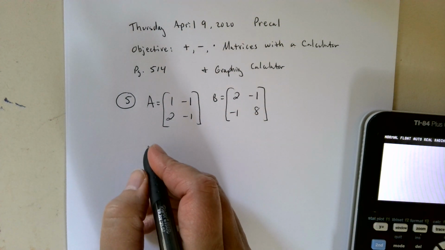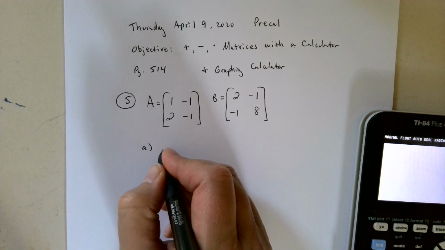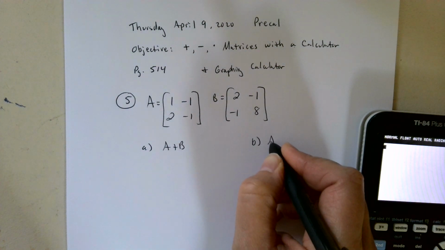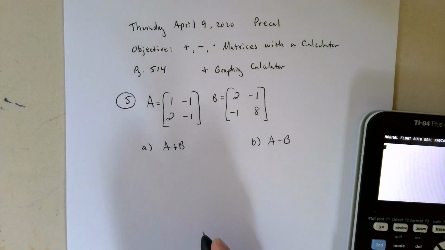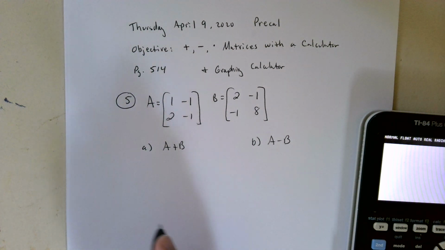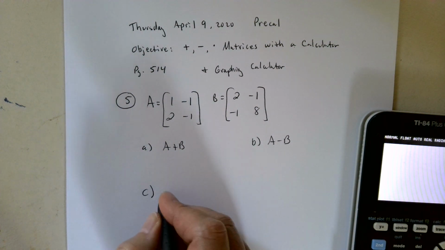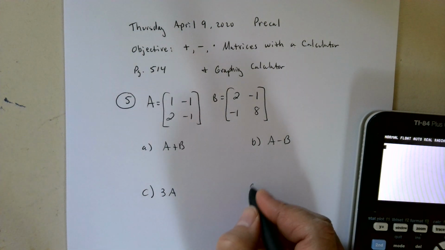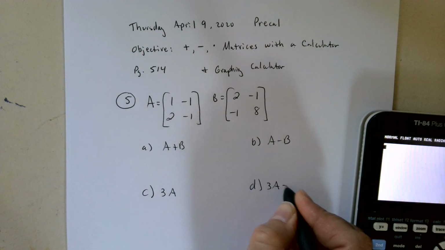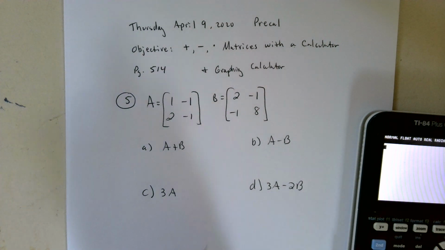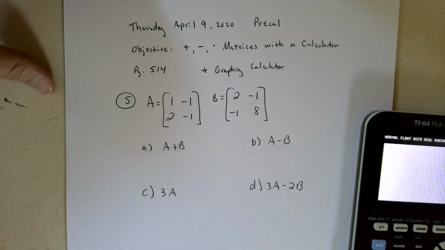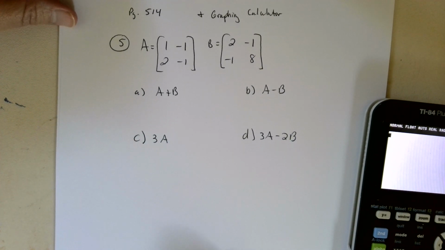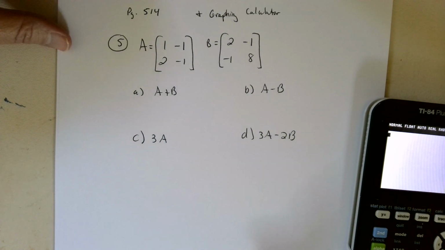And the directions say that they want us to add A and B. They want us to subtract A and B. They want us to take 3 times A. And then they want us to do 3A minus 2B. And again, you had problems like this on Friday, but you were to do them by hand. And I want to talk about how you can do these with your calculator.